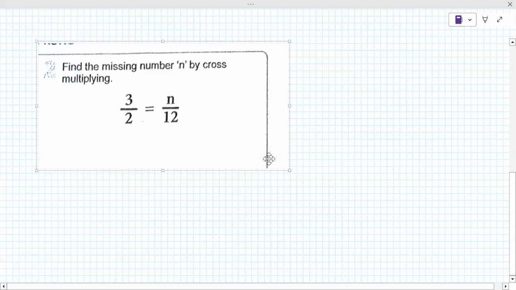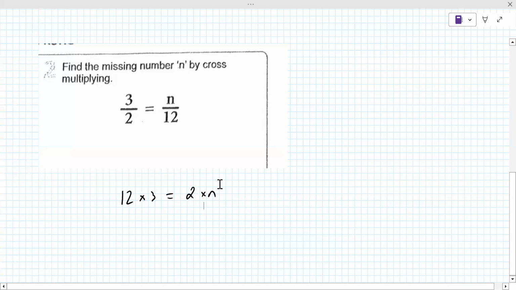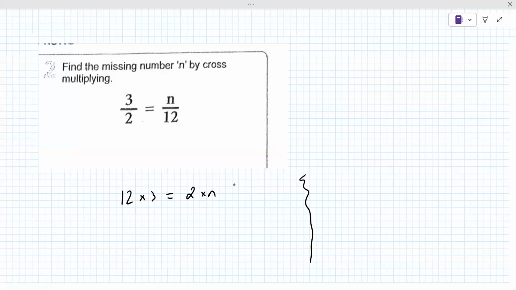N equals 18. Very good. Any questions on that or anything uncertain? Not too bad. Once you get the hang of it, 12 times 3 equals 2 times n. And if you did the other direction, like if you wanted 12 times 3 on the right, that's okay too. It's however you see it here. But yes, n is 18.